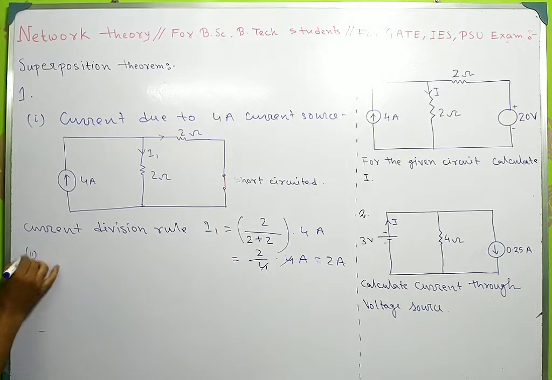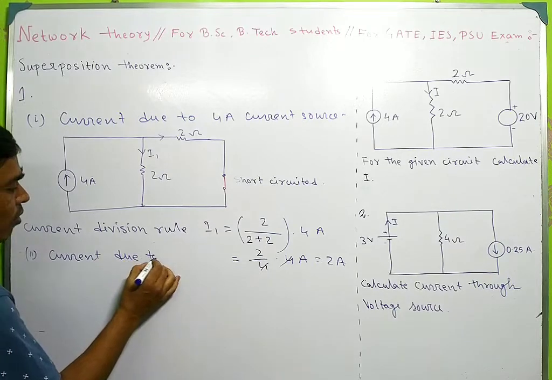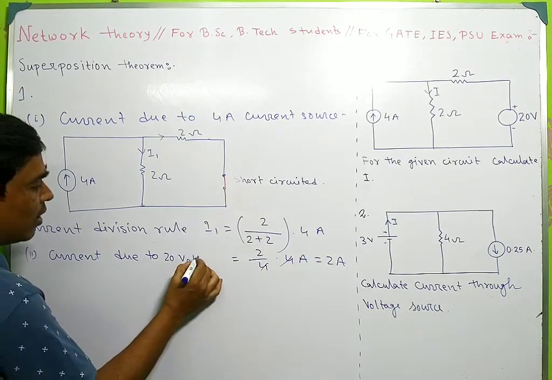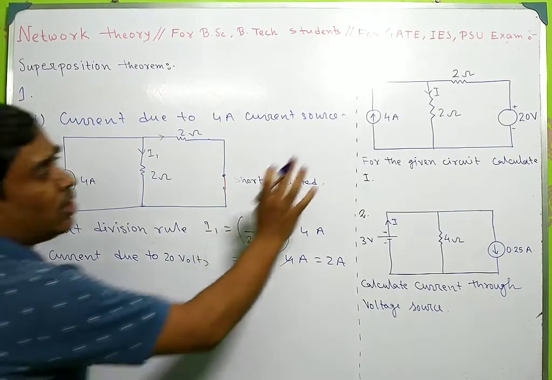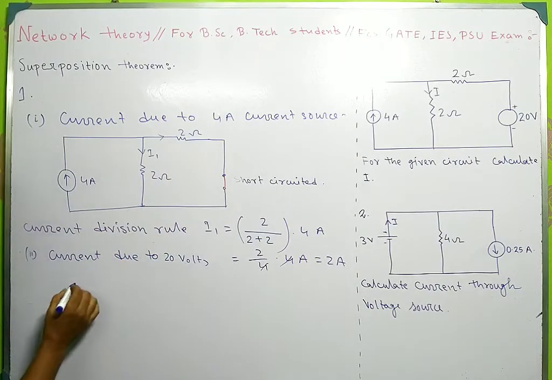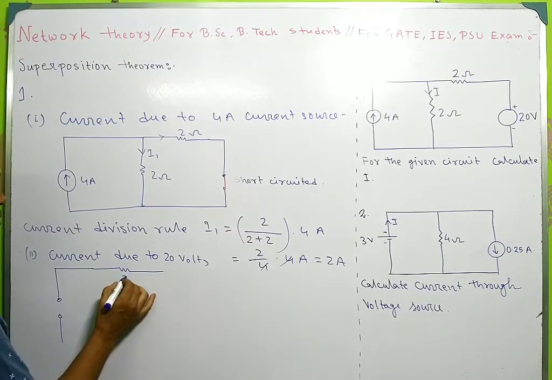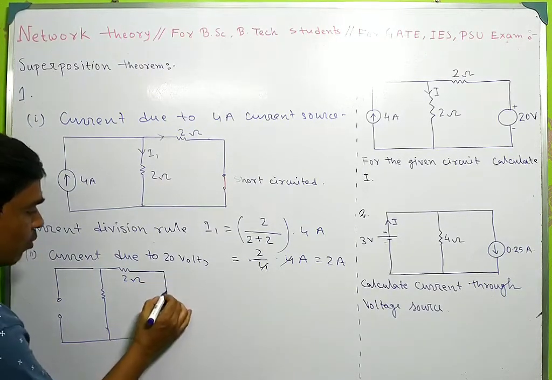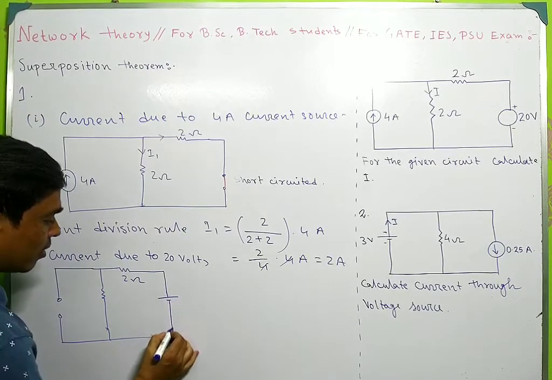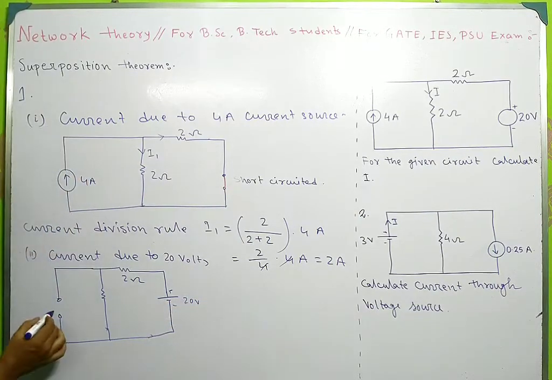So number 2, current due to the 20 volt voltage source. If you redraw this circuit, this is a current source, this is 2 ohm resistance, and this is 2 ohm resistance, and this is 20 volt, this is plus, this is minus, and this is the current source.